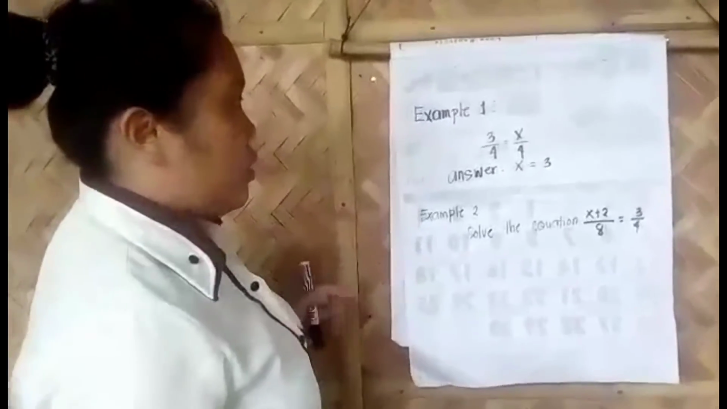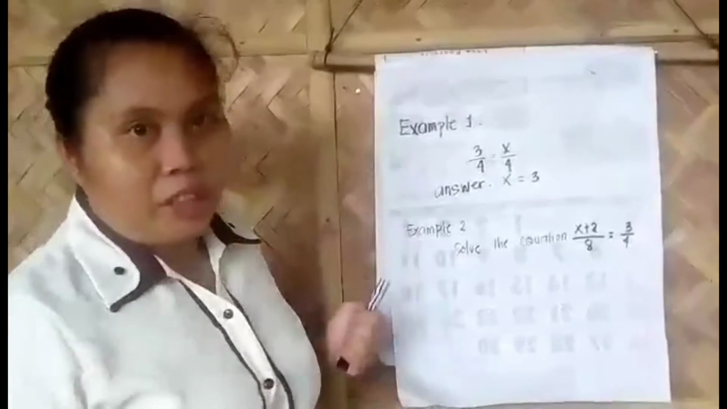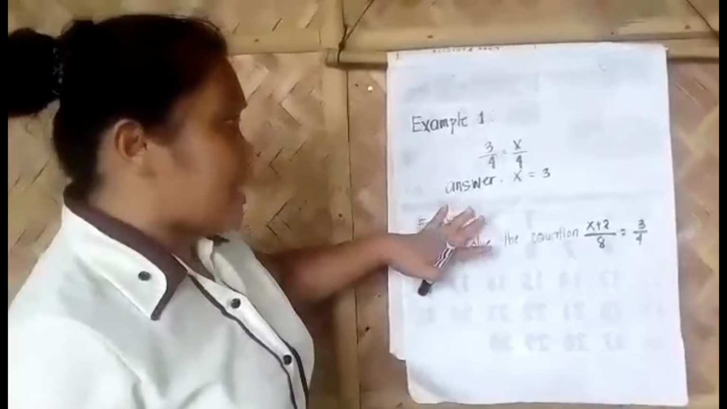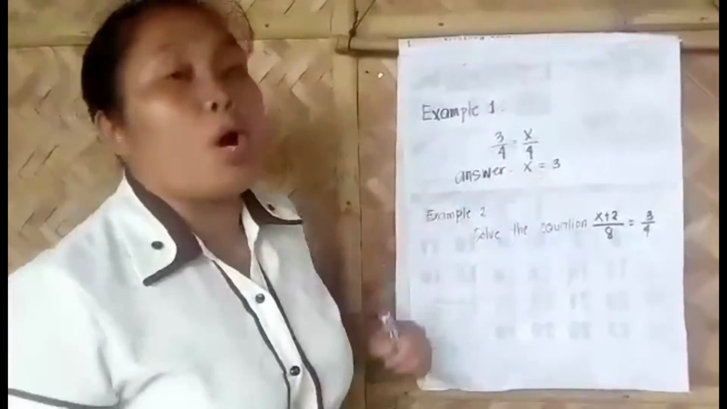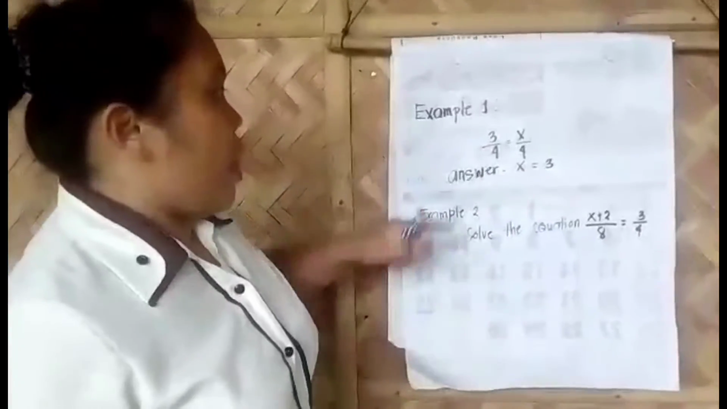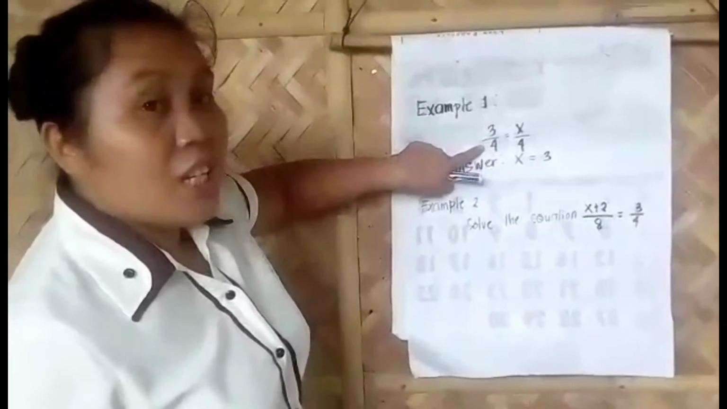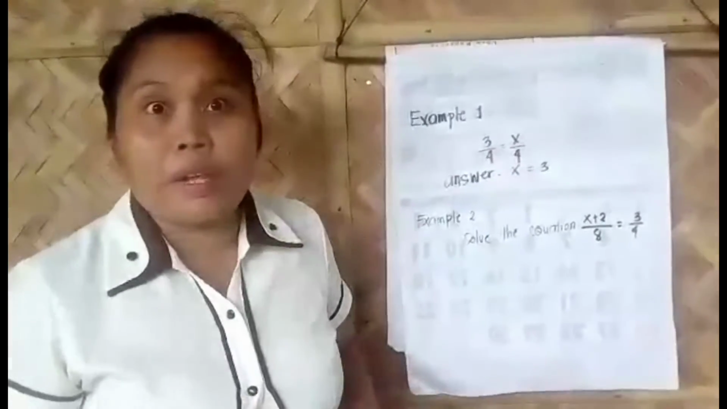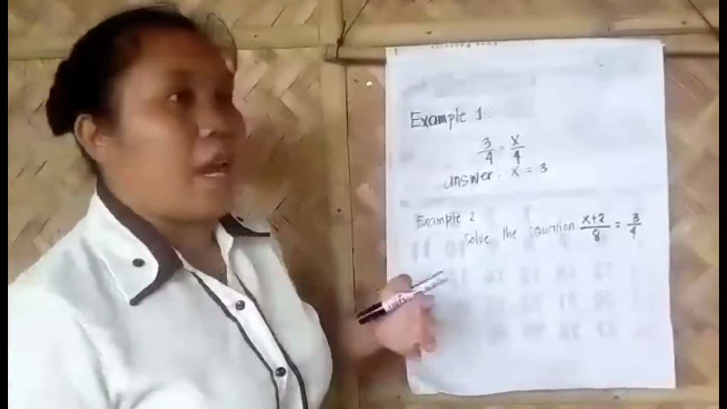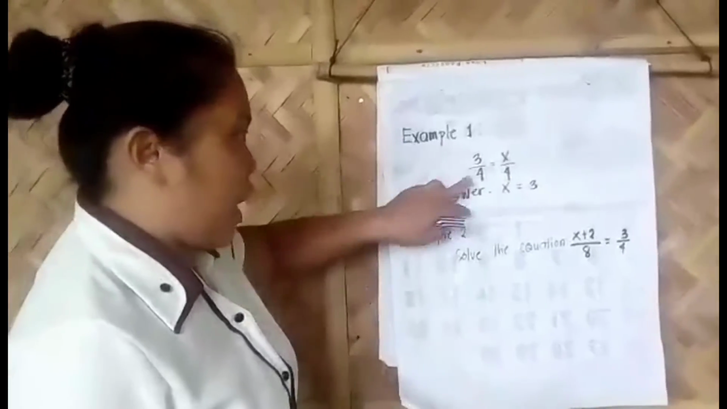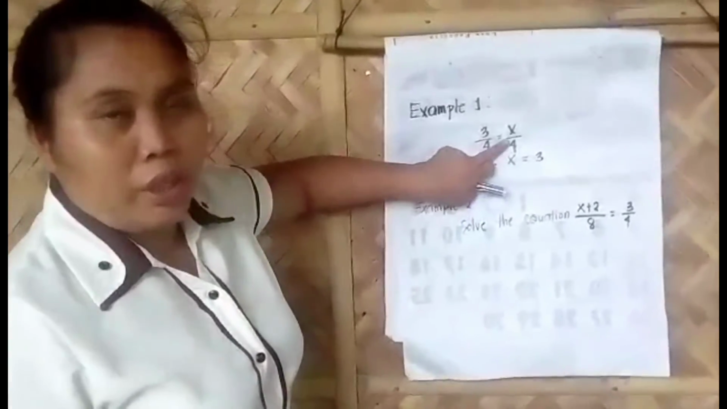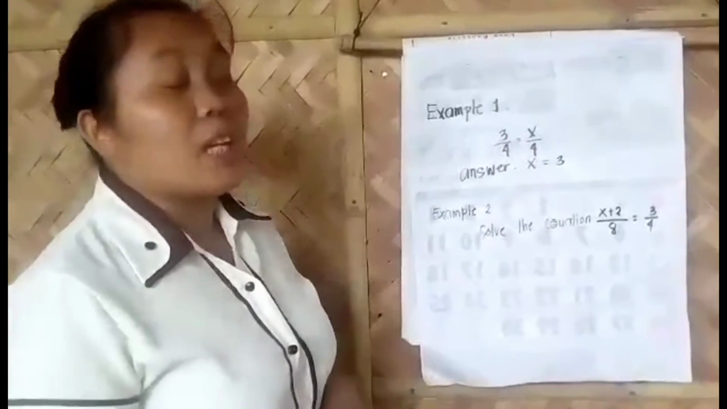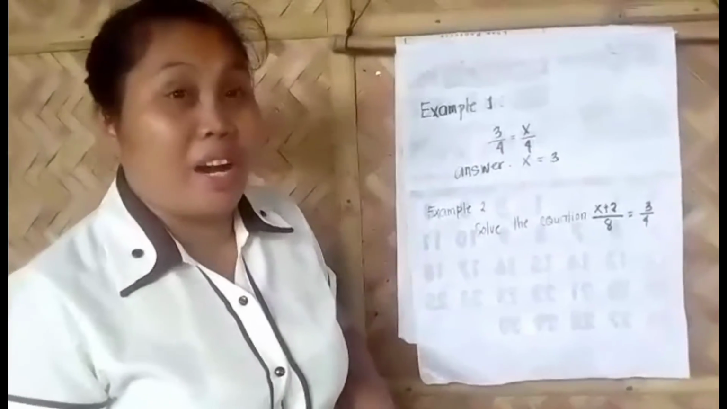Example number 1. Let's solve 3/4 is equal to x over 4. The answer is x equals 3. Why? Because these two rational expressions are equivalent. When you say equivalent, they have the same denominator. If they have the same denominator, then you can simply find the value of your x.